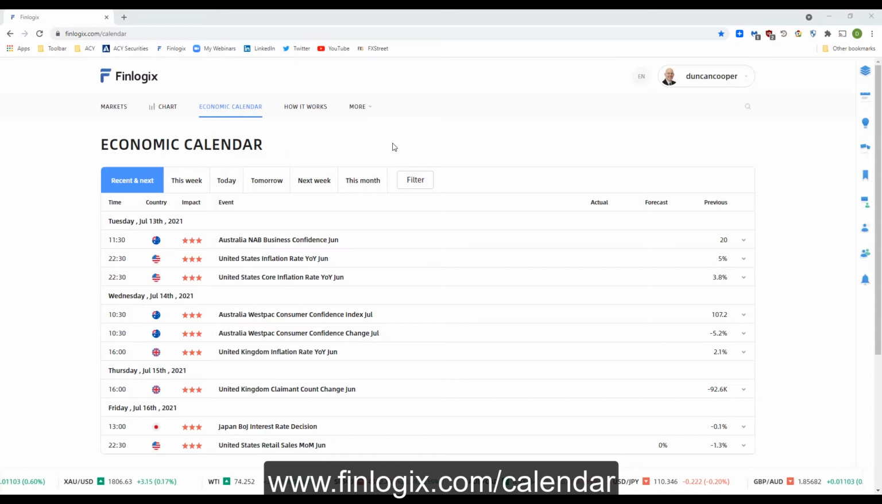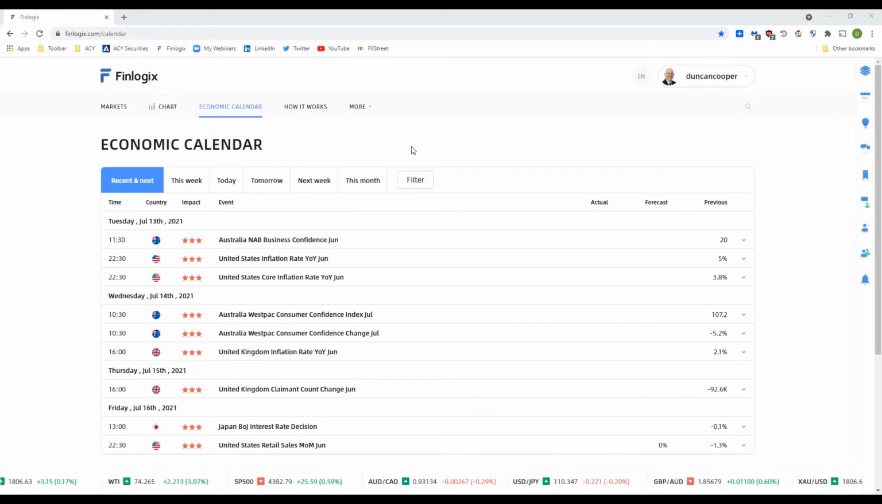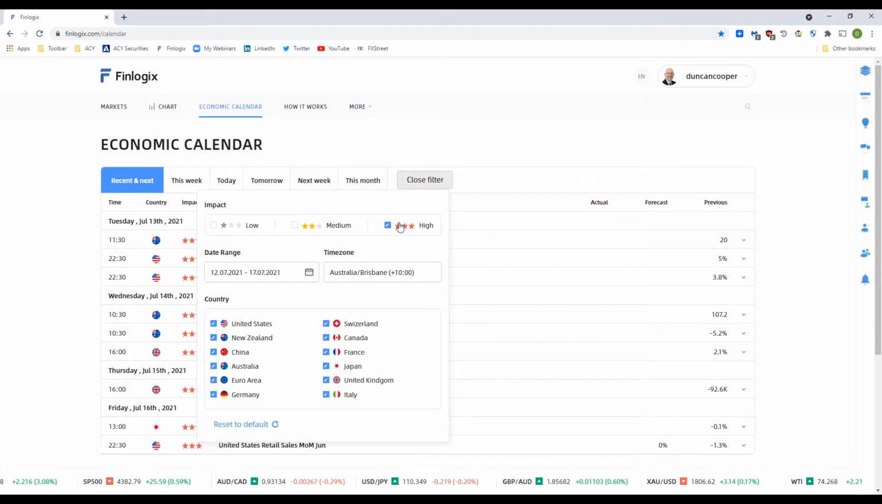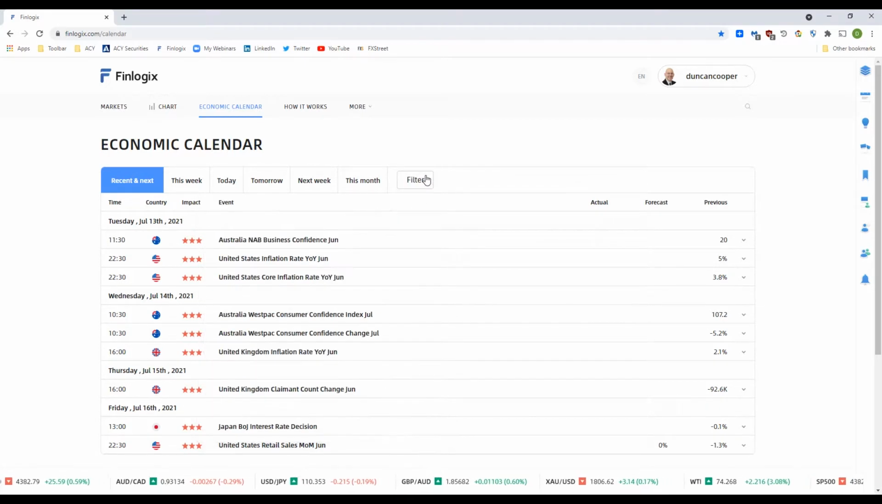Hi traders, just looking at FinLogic at the economic calendar. Now today I'm reviewing the dollar to the Japanese yen, so I just want to see what news items are coming out for the week that can impact that particular pair. Now I have filtered out just the high items for the week so we can review those, and the time shown here is in Queensland time.